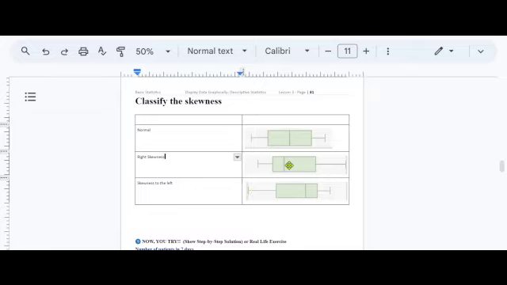So if you get one of these shapes, you know that there's something wrong with the data. Can you fix that? Yeah, possibly.